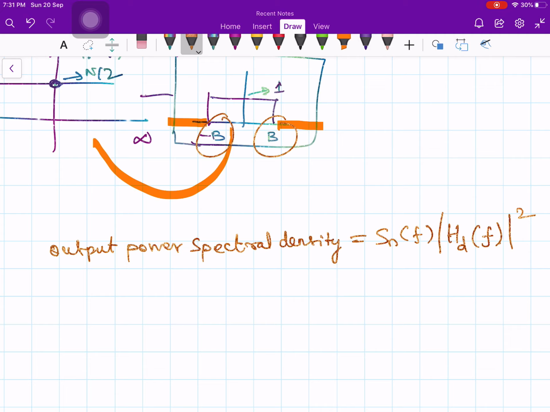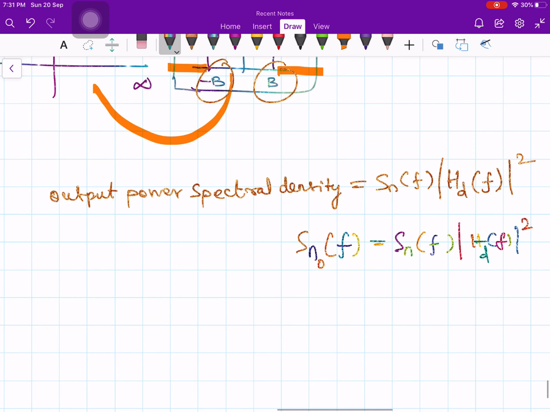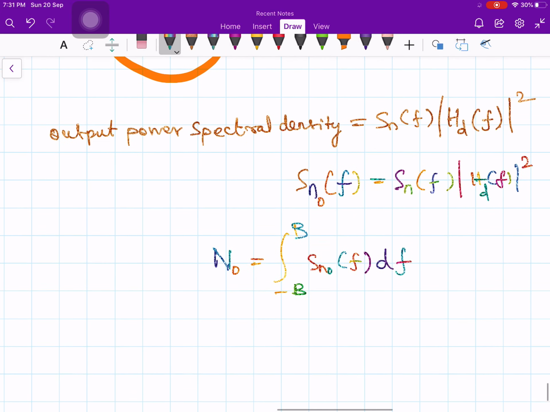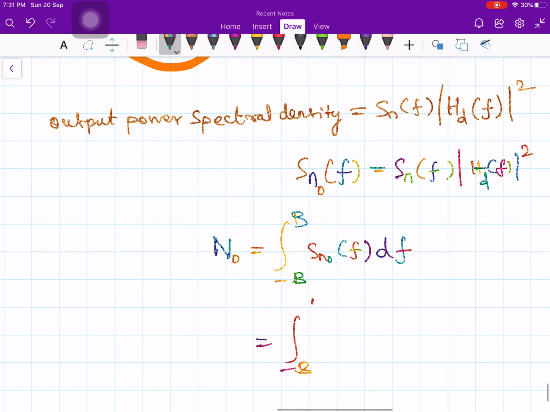Let's say the output power spectral density Sn0 of f is equal to Sn of f multiplied by the magnitude squared of Hd of f. Therefore, the output noise power, denoted by N0, is equal to the integral of Sn0 of f from minus B to plus B, df. So this is the integral from minus B to plus B of Sn of f times the magnitude squared of Hd of f, df.